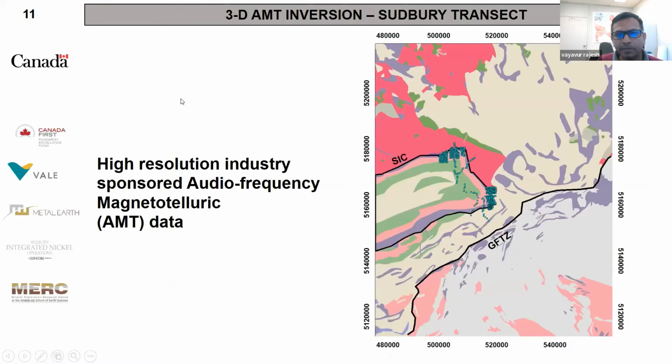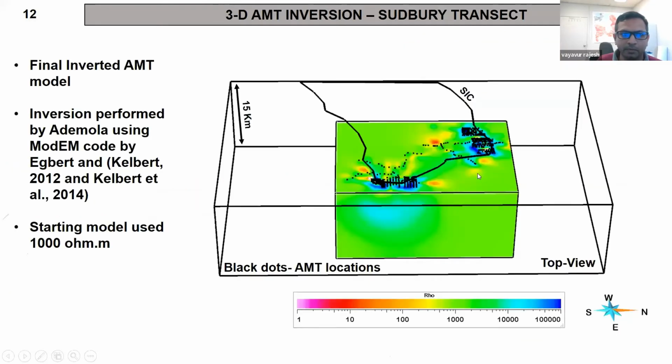We'll start with the AMT model. We have this high resolution dataset provided by Valley and Glencore. We are using that dataset for inverting, and this is the final inverted model. These are the data locations on the AMT model. This used the ModEM code for inverting this AMT dataset.